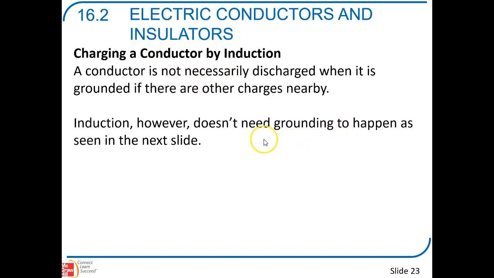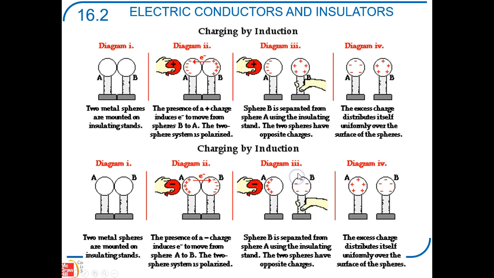Induction's a little bit different. We don't need grounding to happen, and I'll show you how that happens here. So you don't always have to discharge it, but looking at this slide, what we have are two metal spheres. They're mounted on insulating stands, typically glass or plastic, and we take a positive item and get it close to the two spheres. The sphere on the left develops a net negative charge, and the sphere on the right develops a net positive charge.